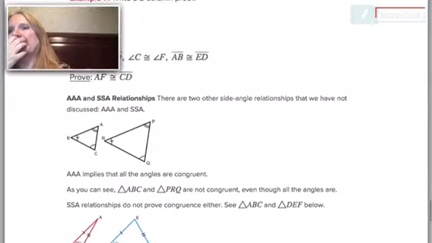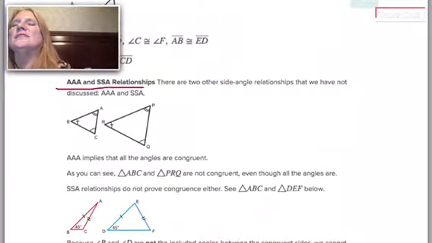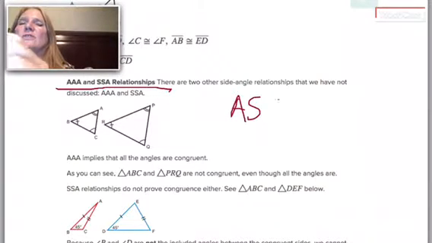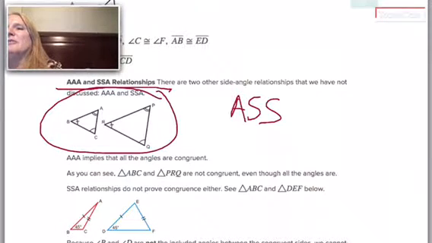Let's look at this right here. We haven't mentioned angle, angle, angle, or side, side, angle. Well, we have side, side, angle. I usually write it this way so that y'all remember it: angle, side, side. So those do not work. And in this picture, you can see why. Here, we have 3 congruent angles in both of these triangles, but they are obviously not the same size. So just having all 3 angles is not enough. So angle, angle, angle does not work.